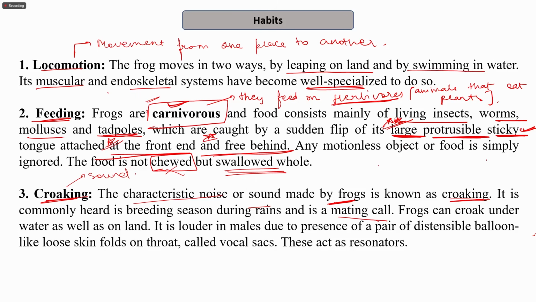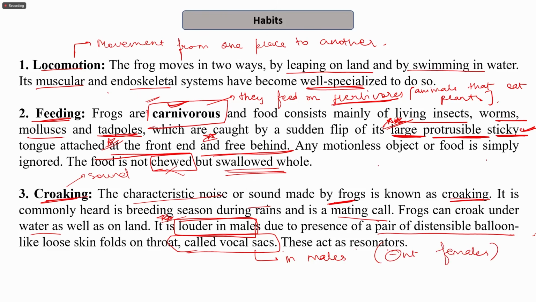Frogs can croak underwater as well as on land, so it can happen on both surfaces, and it is louder in males. This is important: it is louder in males due to the presence of a pair of distensible balloon-like loose skin folds on the throat, which are called the vocal sacs. Vocal sacs are present in the males, absent in females.